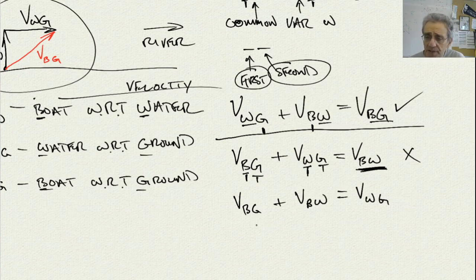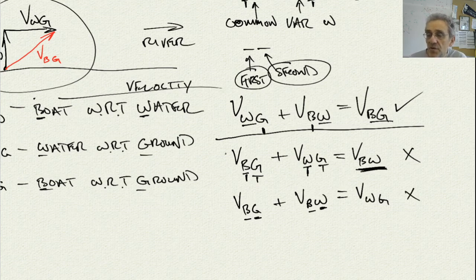Notice that the common term here is the B's, and they're both first, and that doesn't work. They have to be different positions. Also, notice that the G is second and the W is second. That doesn't work. They have to be first and second, not second and second. So this is also wrong.